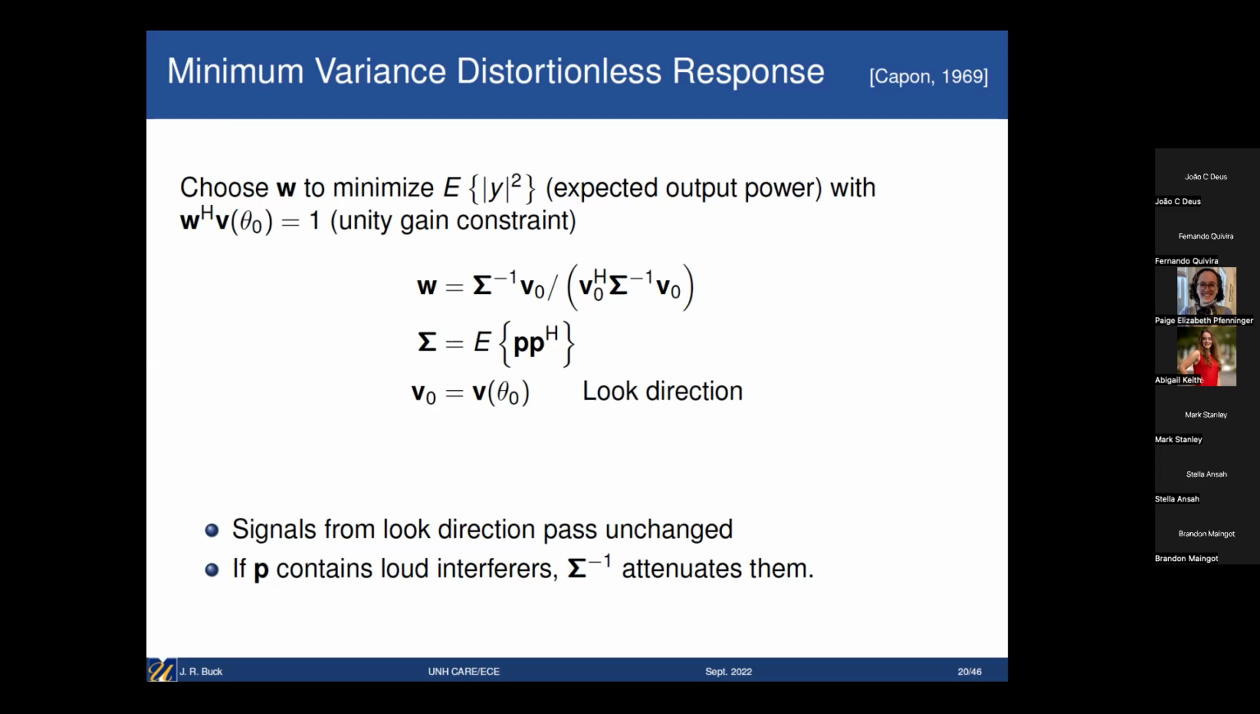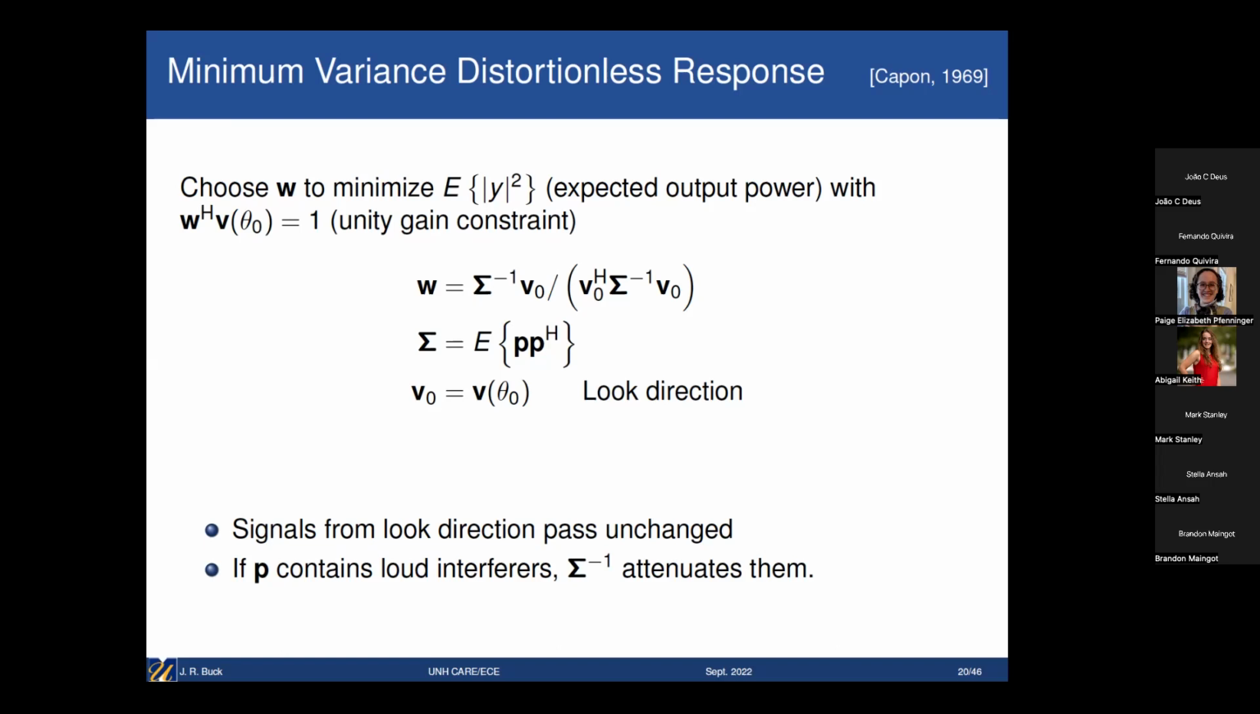And when you do that, the weights turn out to be the inverse of the covariance matrix, weighting the direction you're looking, divided by a term that is a constant that just gives you a gain of 1 as opposed to something else. This is, as I tell my students when I teach arrays, where the action is. This is just the scaling factor. And so again, that's the expected received data of the pressure sensors, and this V sub naught is that phase vector in the look direction.